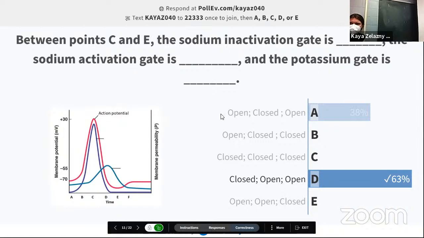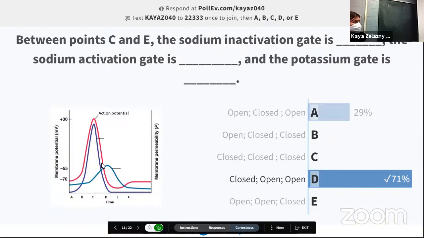It looks like those of you who picked A just weren't sure which gate was causing those sodium channels to close, but it looks like everybody knew that what's going on is the sodium channels closing. The reason those sodium channels are closing is because the inactivation gate has swung closed.